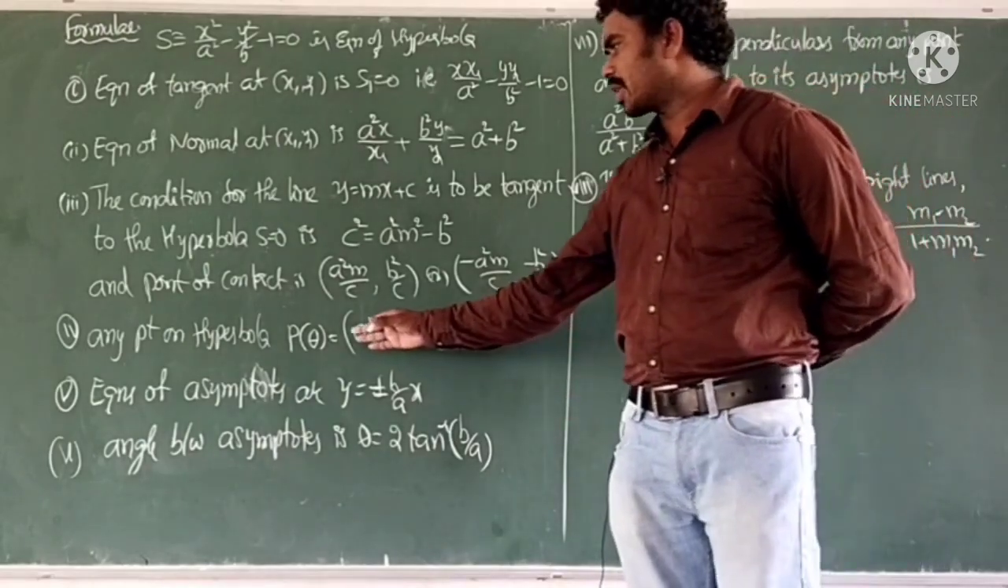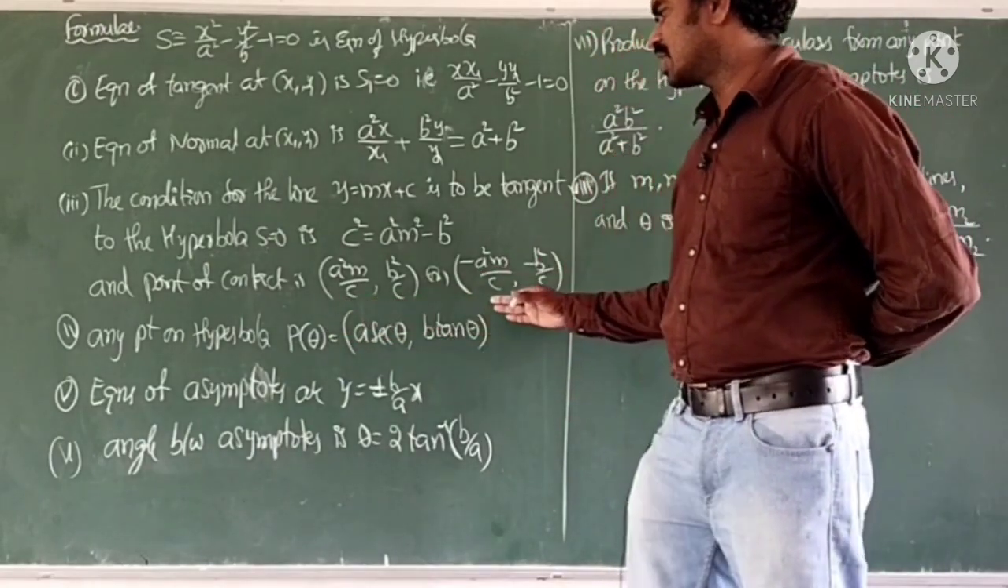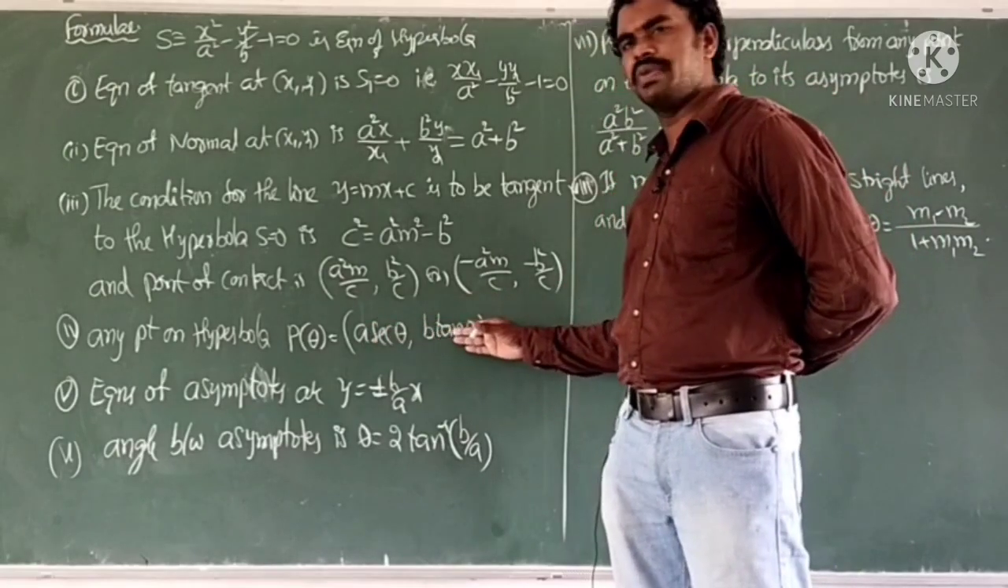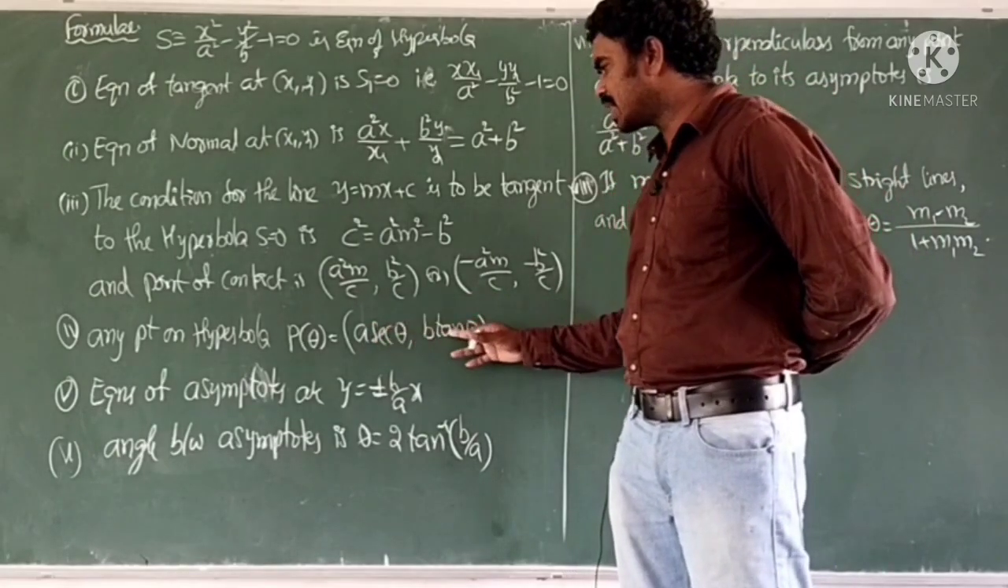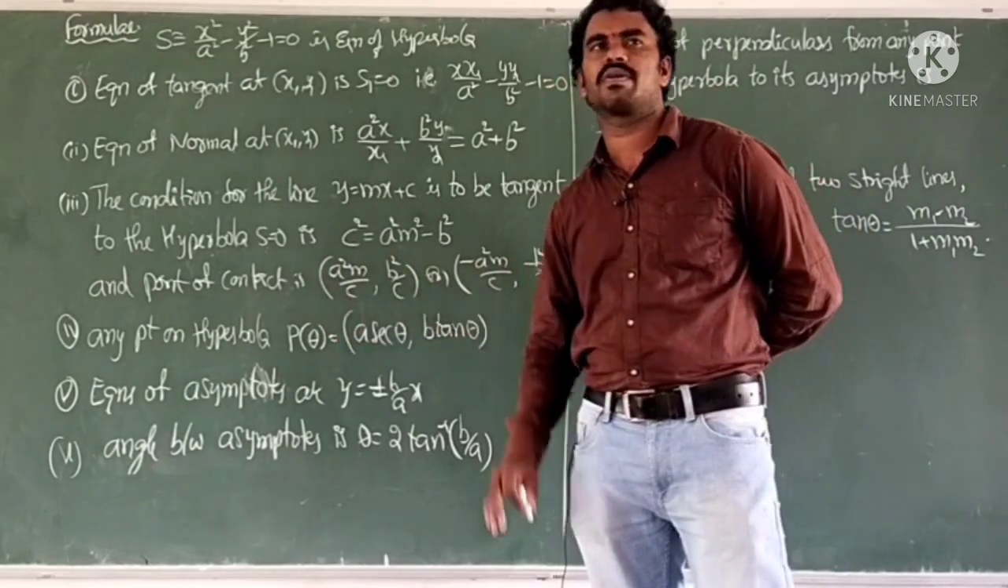Next, these are important. What are the parametric equations? x is equal to a sec theta, y equal to b tan theta. So this (a sec theta, b tan theta) is called some point on the hyperbola.